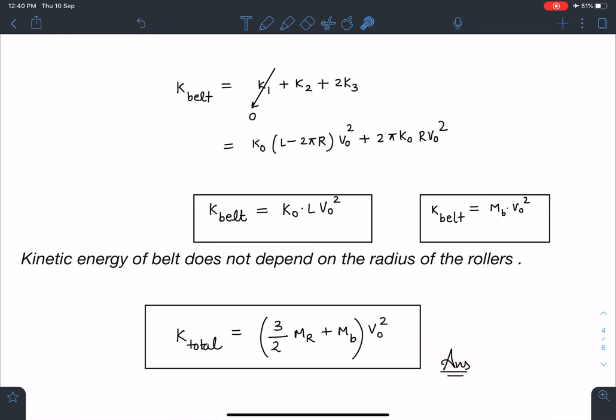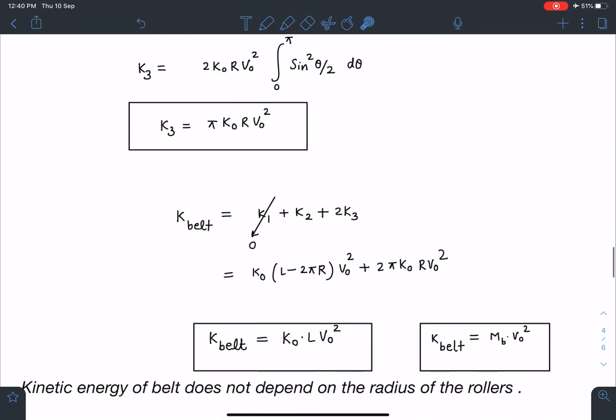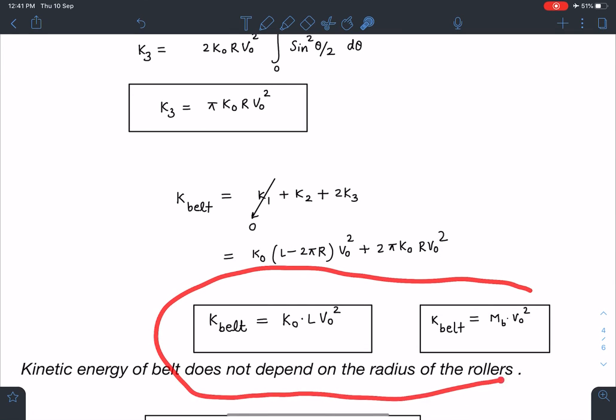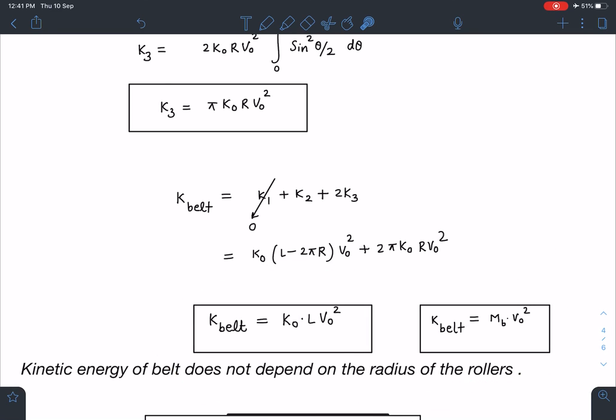I hope you have enjoyed this solution, and I think this was completely new for you, that the kinetic energy does not depend on the radius of the roller.